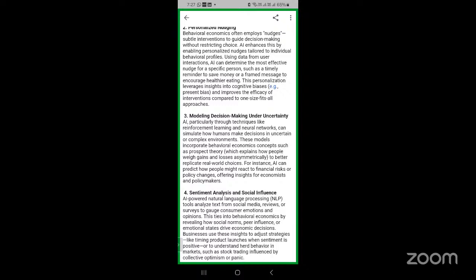Modeling decision making under uncertainty. AI, particularly through techniques like reinforcement learning and neural networks, can simulate how humans make decisions in uncertain or complex environments. These models incorporate behavioral economics concepts such as prospect theory, which explains how people weigh gains and losses asymmetrically to better replicate real-world choices. For instance, AI can predict how people might react to financial risk or policy changes, offering insight for economists and policymakers. So AI can predict the financial risk.